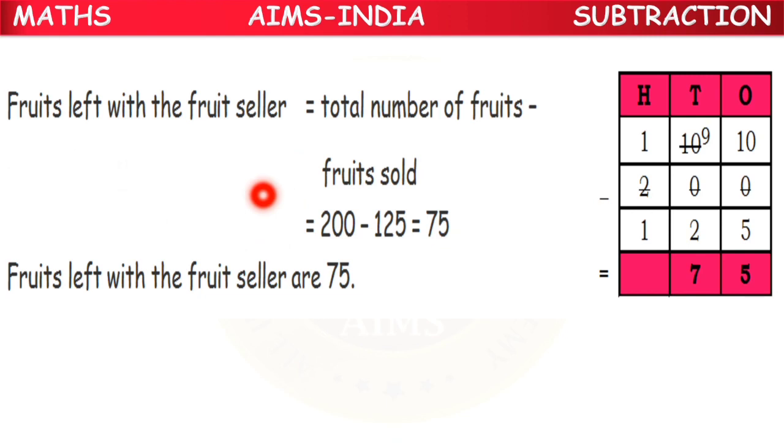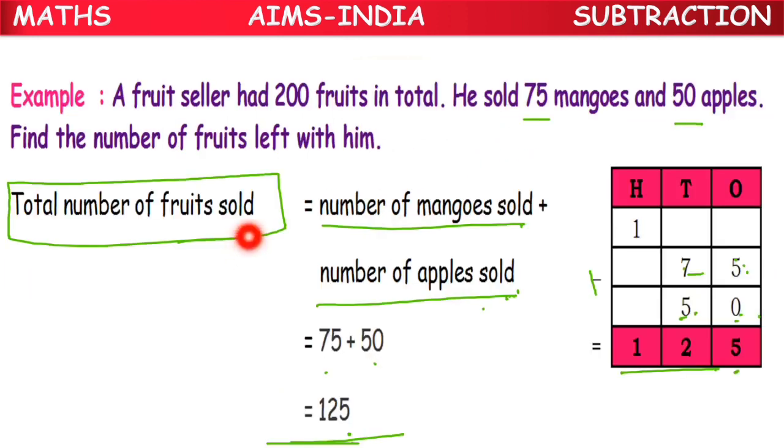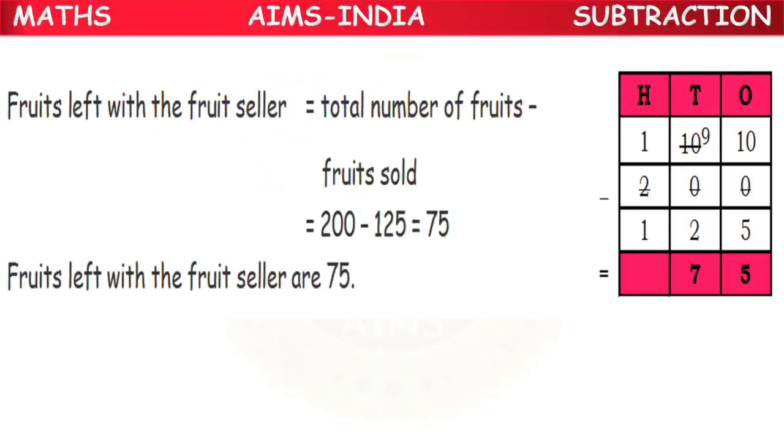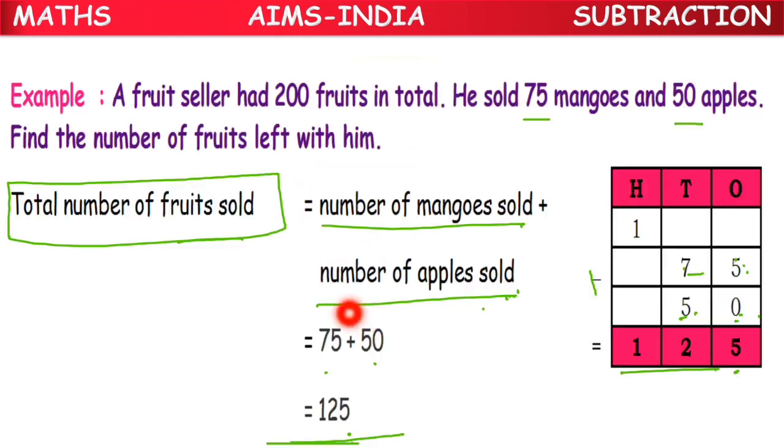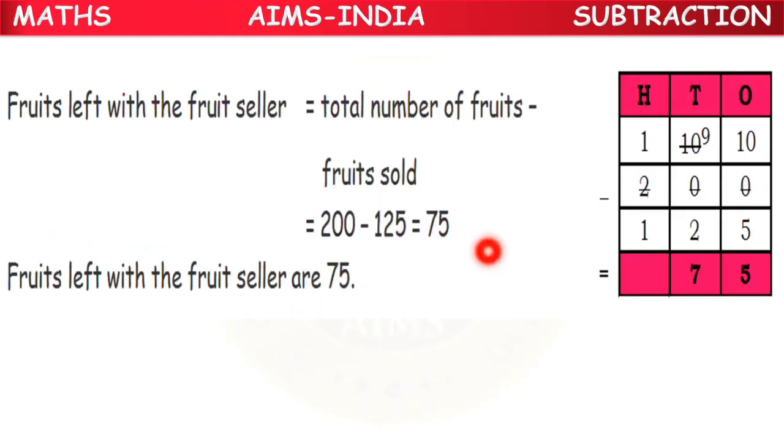So the number of fruits left with the fruit seller is equal to the total number of fruits minus the total number of fruits sold. Now, what is the total number of fruits he had? 200. So 200 minus, now what is this one? 125. Just now we got it, right? This is the total number of fruits sold. So 200 minus 125. Let us subtract now.